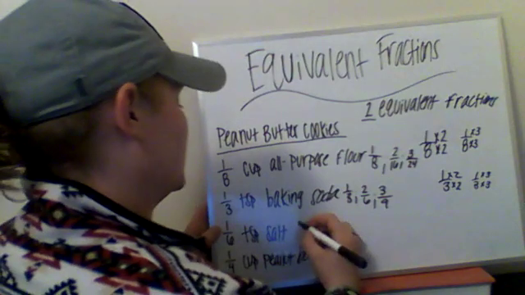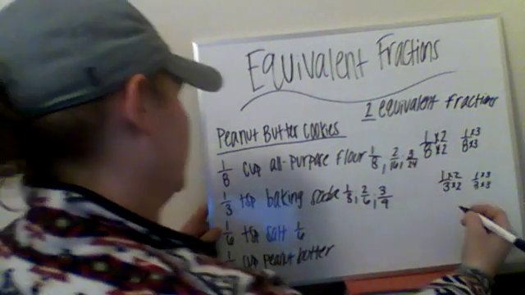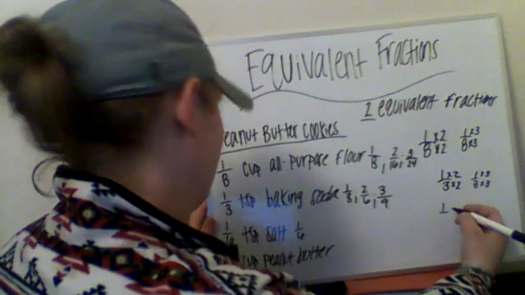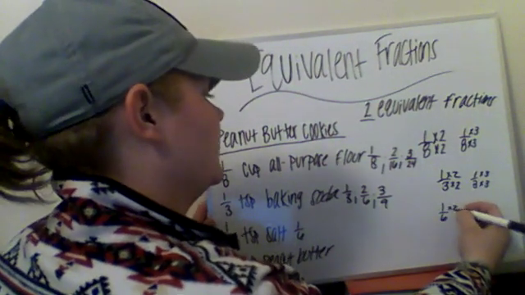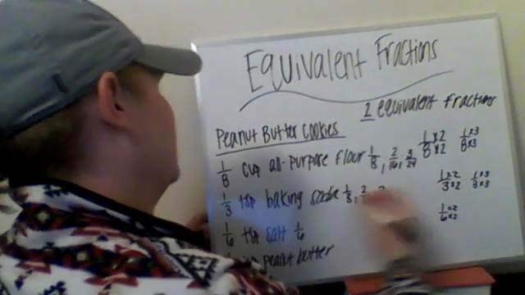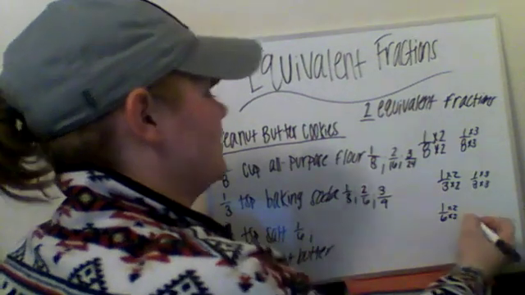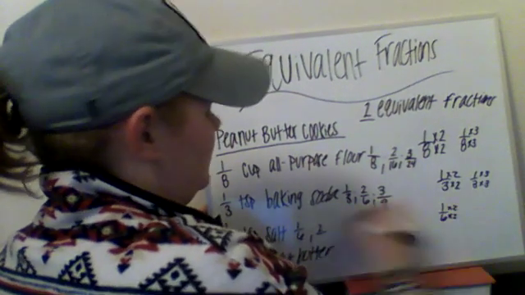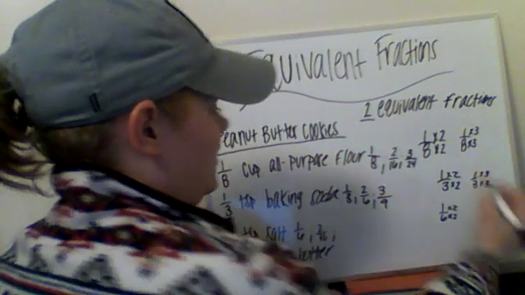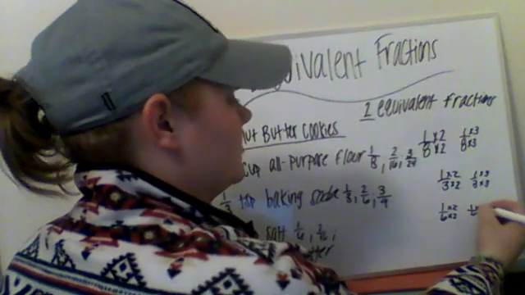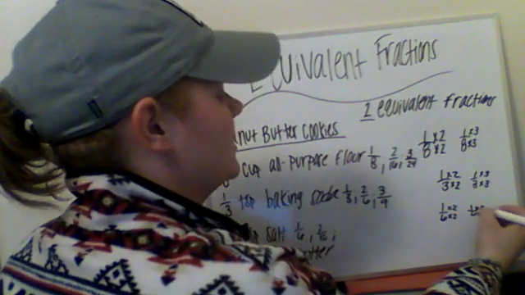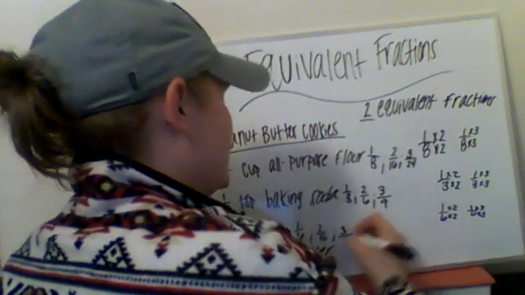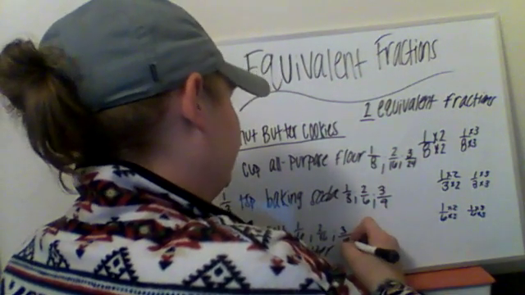Okay, then 1/6 teaspoon of salt, I'm sorry. Okay, so I start by multiplying both the numerator and denominator by 2. 1 times 2 is 2. 6 times 2 is 12. 1/6, multiply it by 3 on the top and bottom. 1 times 3 is 3. 6 times 3 is 18.